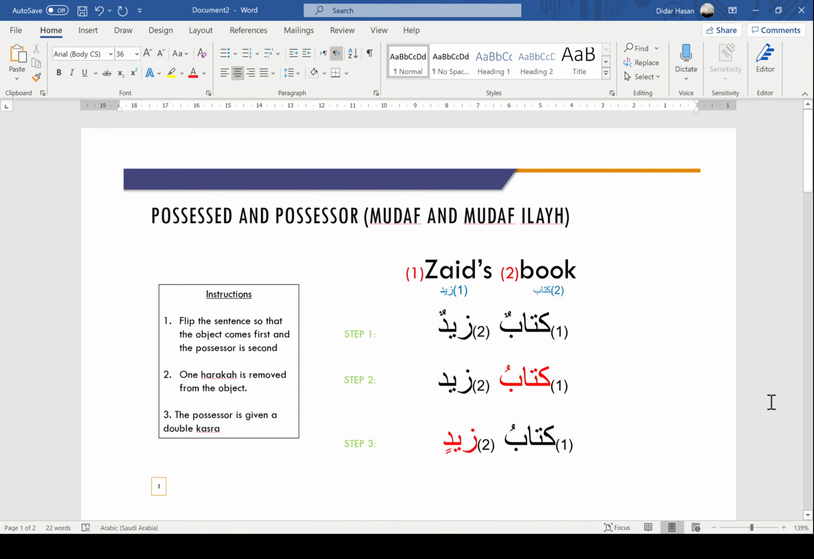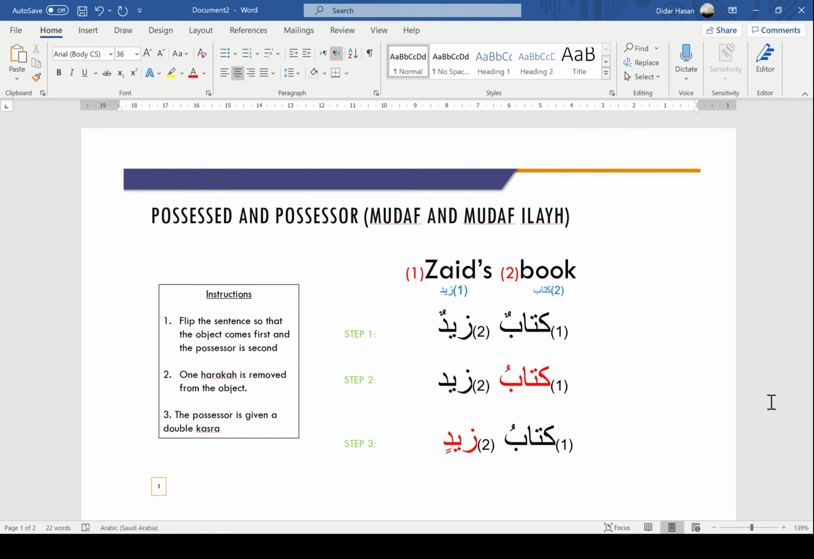Bismillah ar-Rahman ar-Rahim. So now we're going to go through the possessed and possessor rule, meaning the Mudaf and Mudaf ilayh rule. So we're going to try and keep it as basic as possible. This is for beginners who are struggling to understand the concepts. This is just to provide some extra help.